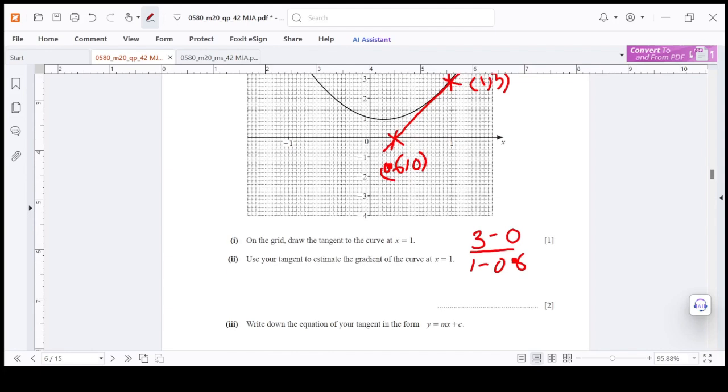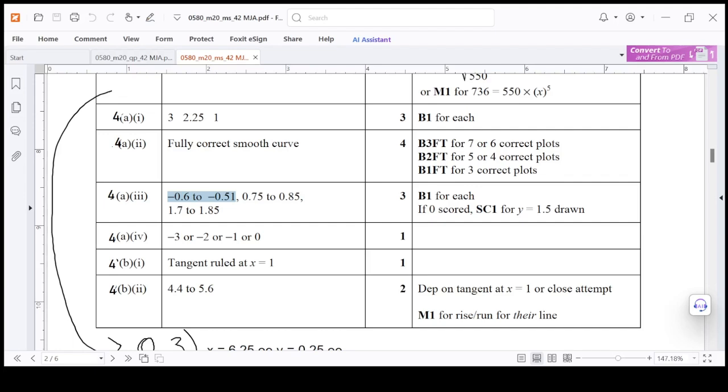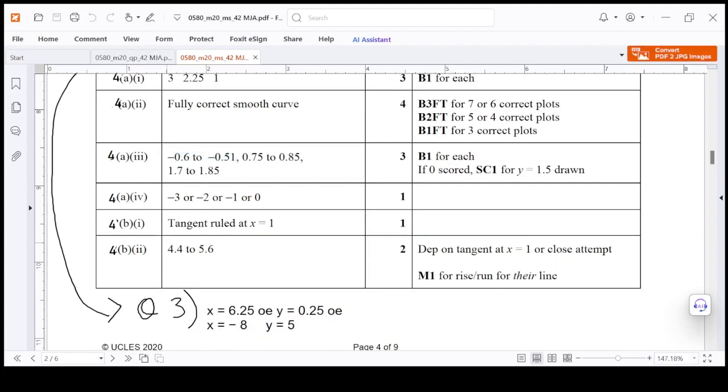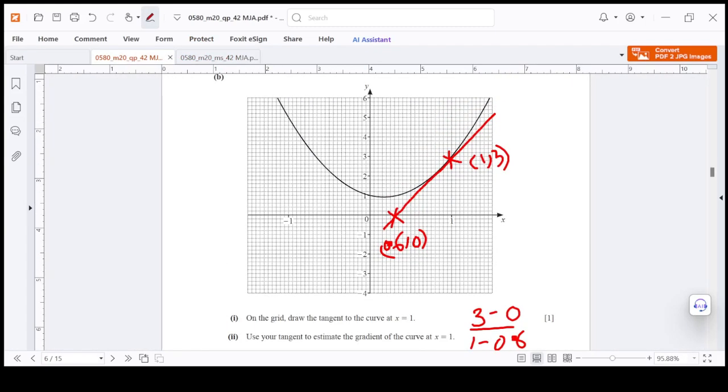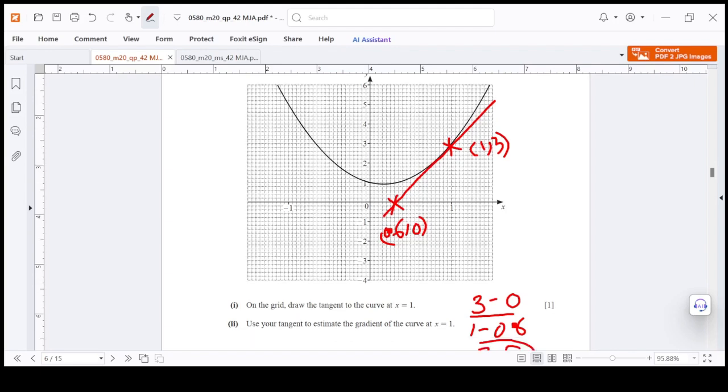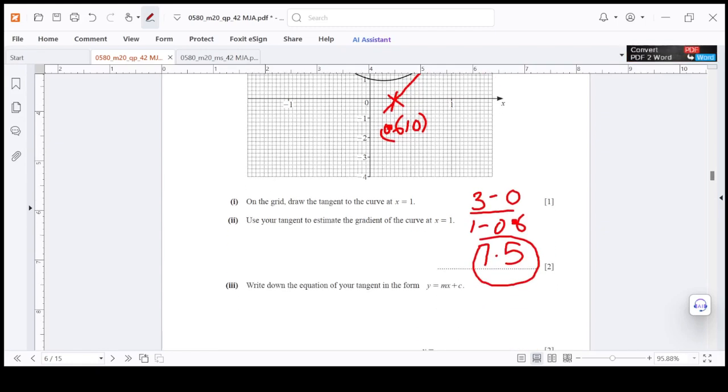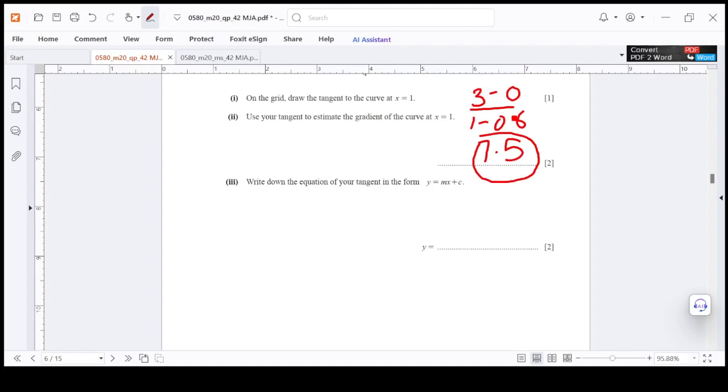Again, the marking scheme gives a threshold of values, and your answer should lie between that. It says anything between 4.4 to 5.6. So that means my tangent will not be accepted. Should have been between the given values, but again, like I said, the tangent is pretty poor, honestly. That's why I did not lie in the range. But if on paper you make a proper tangent and take proper 2 points, you will get your answer within the given range.